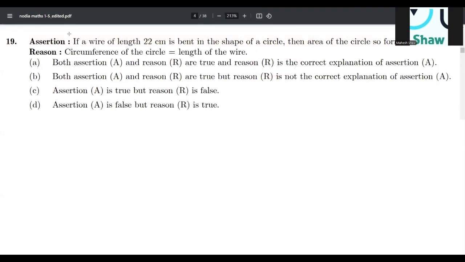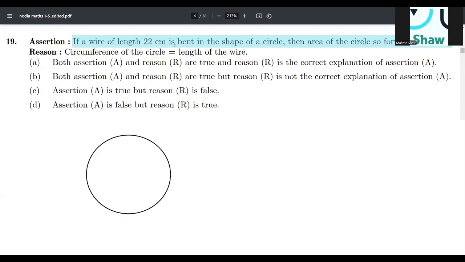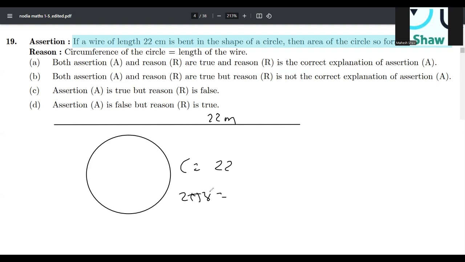Question number 19 is from assertion and reasoning. The assertion says if a wire of length 22 meters is bent in the shape of a circle, the area enclosed by this is 20. Let's figure it out. Initially, whatever its shape, I take the length of the wire as 22 meters. Now it is in the shape of a circle, so the circumference of the circle is 22 meters. Now we will obtain R from here, replacing C with the formula 2 pi R. 2 pi R is equal to 22. 2 into 22 over 7 into R is equal to 22. I can see these get cancelled, and R is 7 over 2.